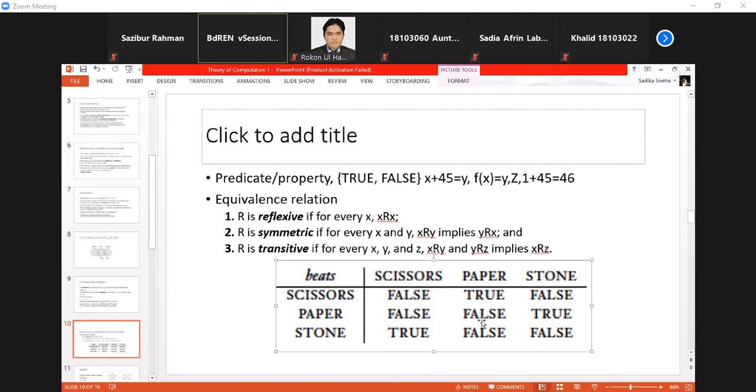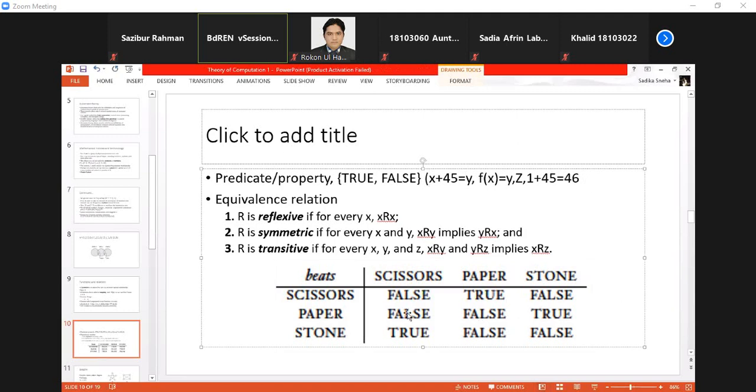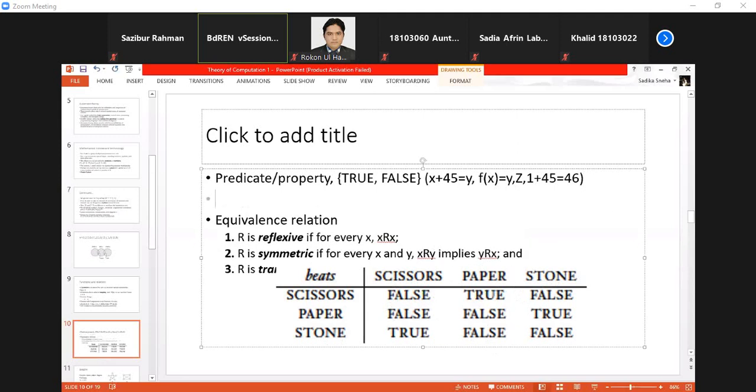Now the thing is, the example given here is an example for predicate, where you can see these are the outputs. This is the input, scissors, paper and stone. These are the inputs and the outputs are placed inside the table. Now what is happening here? Let me tell you what the function is and what is happening here. The function name here is beats.